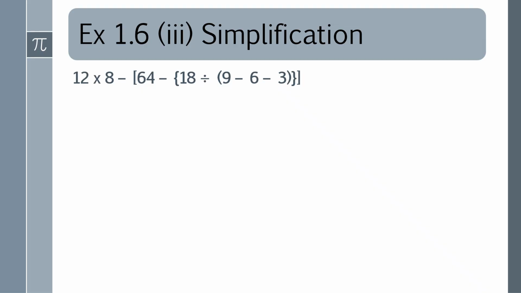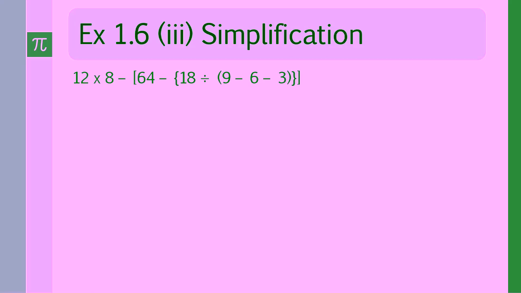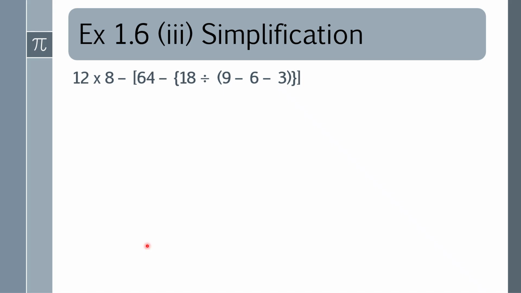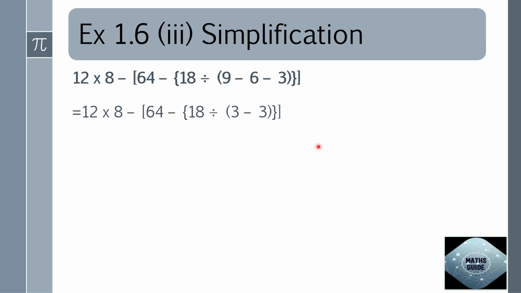A very simple and easy question. We have 12 into 8 minus square bracket 64 minus curly bracket 18 divided by, in round bracket we have 9 minus 6 minus 3. We will move from left to right. Now the answer of the next step within the round bracket is 9 minus 6 is 3 minus 3.